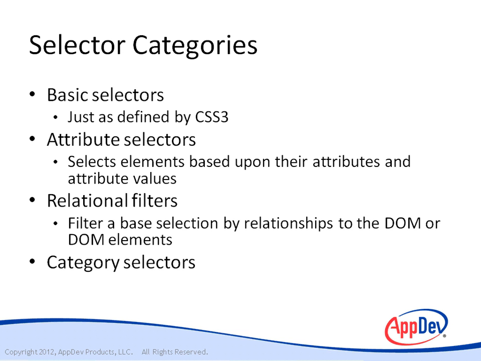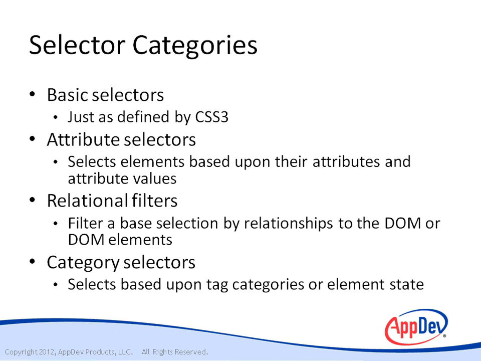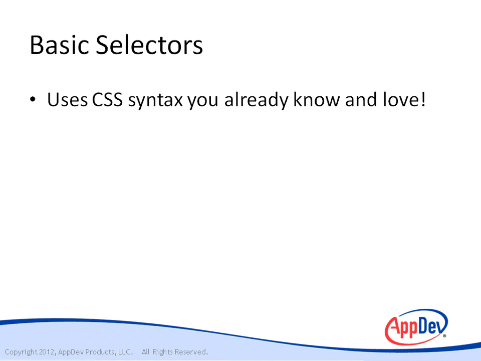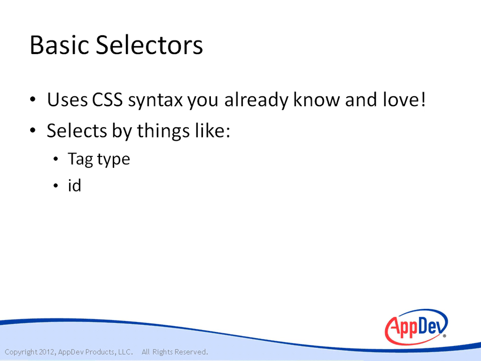And category filters, many of which are specific to jQuery, that select elements by a category to which they belong or by their current state. We'll be investigating each of these selector types in detail, starting with the basic selectors. The basic selectors are likely the ones that are used most often and that just about everybody who's written pages that use CSS will be very familiar with. These selectors match elements by things like tag type, ID values, class names, and so on.